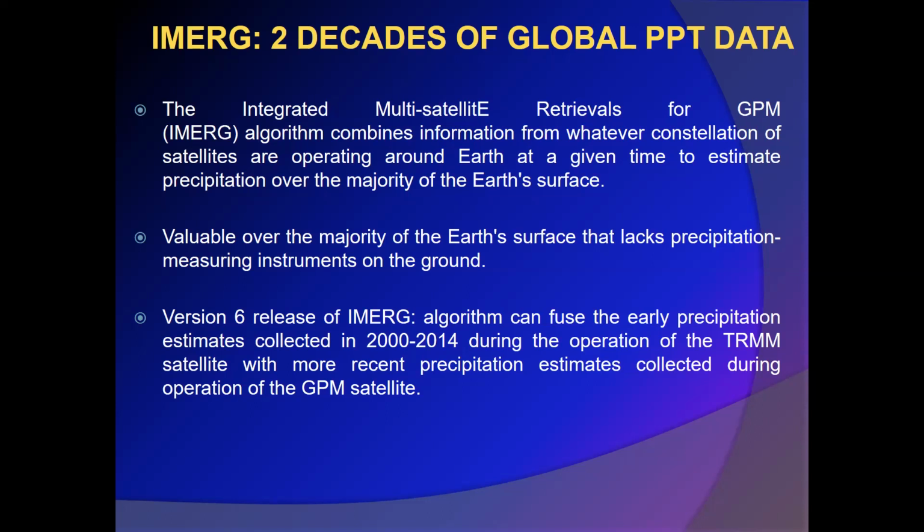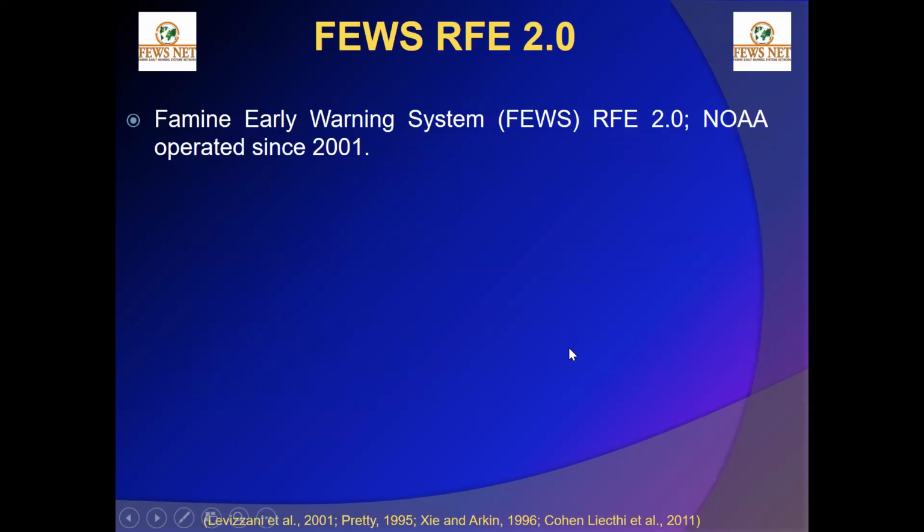Version 6 of IMERG has been released, and this algorithm can fuse early precipitation estimates collected between 2000 and 2014 during TRMM, as well as the GPM satellite information. So the IMERG product is quite an important product to consider.